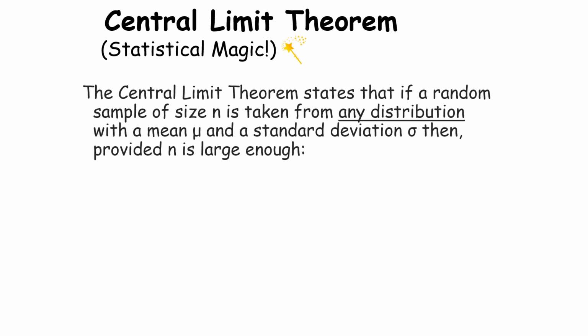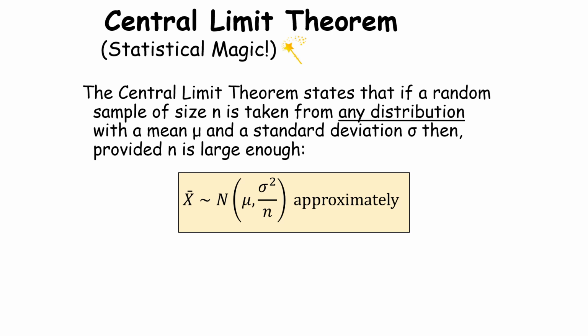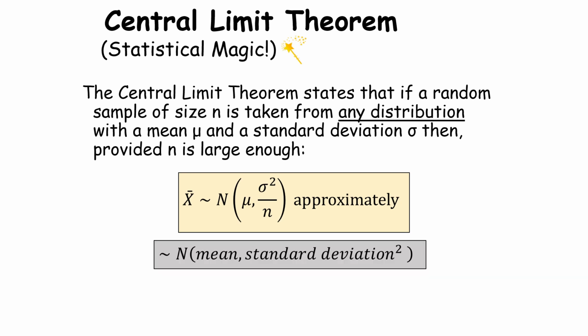The central limit theorem states that if a random sample of size n is taken from any distribution, and that's important, any distribution with mean mu and standard deviation sigma, then provided n is large enough, we can say that x bar, the distribution of sample means, is approximately normal with mean mu and variance sigma squared over n. Just to help you, what we get in this notation is the mean and the standard deviation squared.